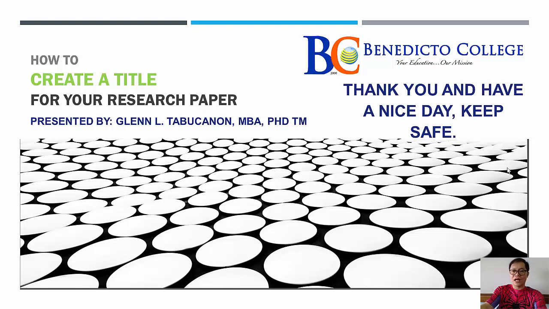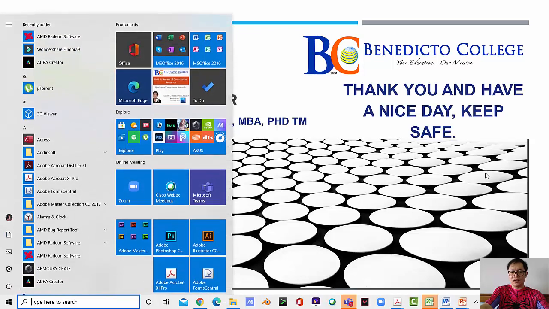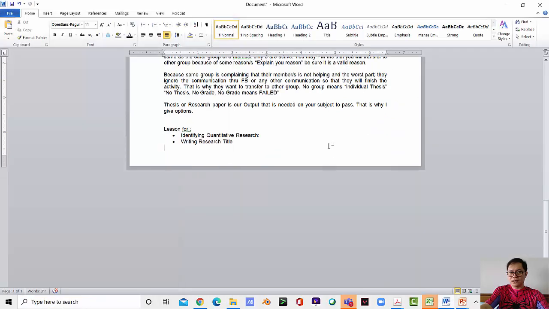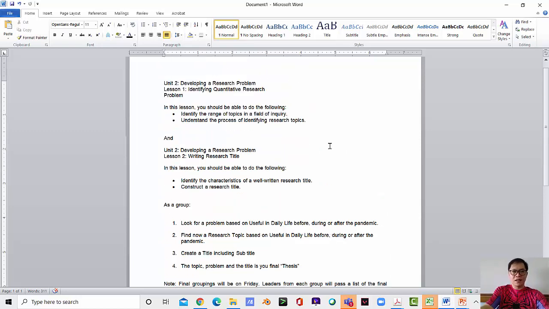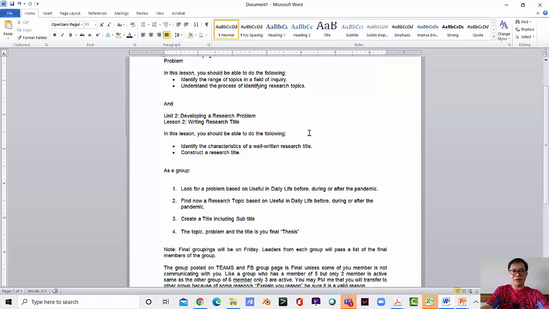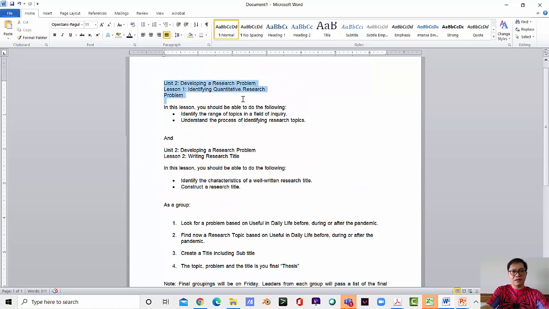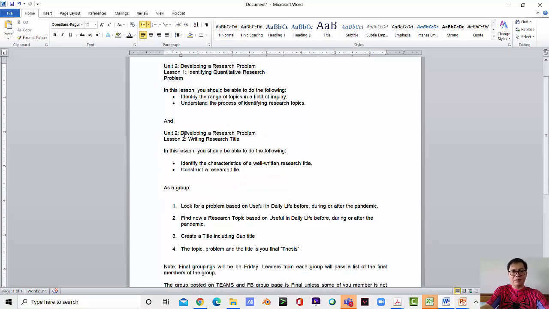So before I leave, I'm going to show you information which I'm going to post later, maybe at 10 or 12. Okay? So, in this assignment, you have developing a research problem, lesson 1, identifying quantitative research problem. So, this is the topic here. 2, developing a research problem, writing a research title. So this is now also the objective.